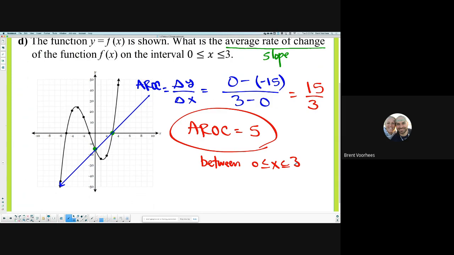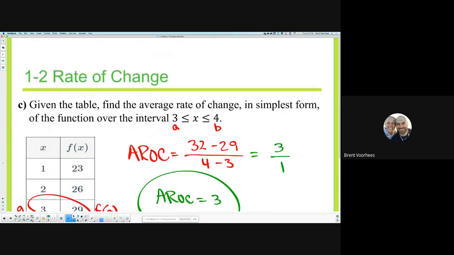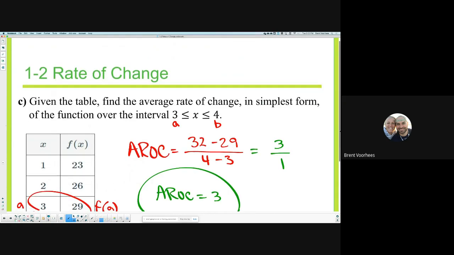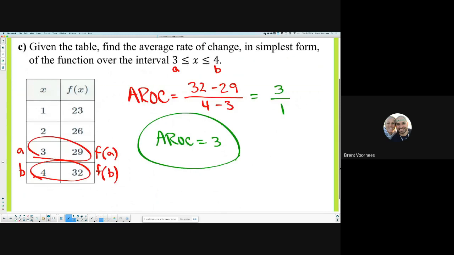Use the word between. You can also say on the interval. So on all these previous questions, I should have included that on there. I'm going to go ahead and do that now. So go ahead and add this on.